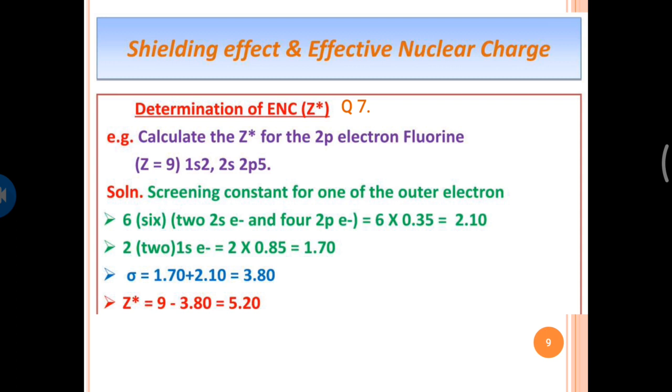And then calculate the effective nuclear charge. Z star is equal to Z minus sigma. Z is 9 and sigma is 3.80. 9 minus 3.80 is equal to 5.20. 5.20 is the effective nuclear charge of the fluorine atom.